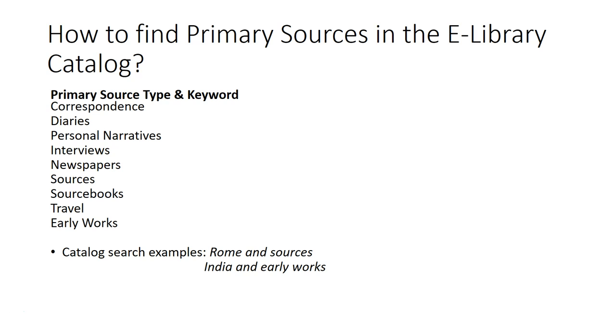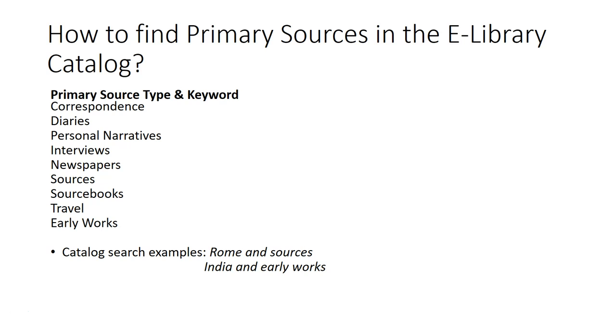There are several ways you can find primary sources in the catalog. The first example is you can find primary sources by type. Here's a list of primary source types that you can type in the catalog: correspondence, diaries, personal narratives, interviews, newspapers, sources, source books, travel, and early works. Depending on what type of primary source you are seeking, you can use any one of these source types and just enter it in the eLibrary catalog.